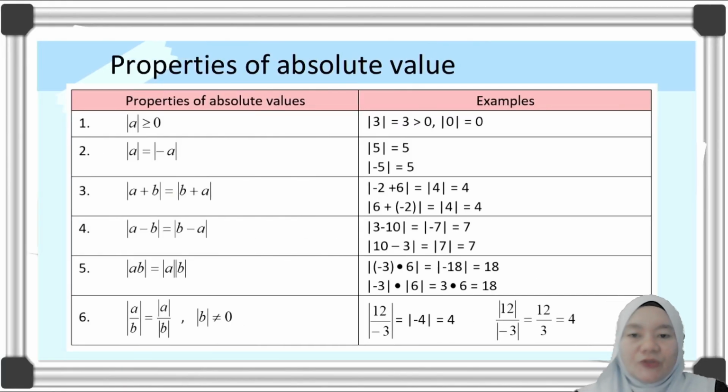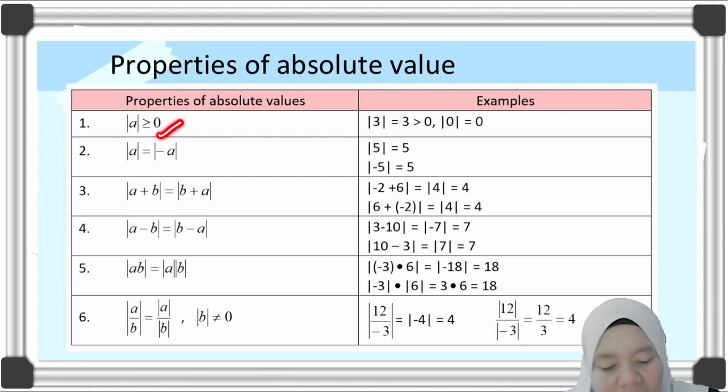Alright. So sekarang kita tengok dulu properties of absolute value. Properties number 1: absolute value of a is greater than or equals to 0. Maksudnya absolute value itu nilainya adalah always positive. Right? So example, absolute value of 3 is equals to 3. And absolute value of 0 is equals to 0. So 0 ini memang kita assumekan dia sebagai positif lah.